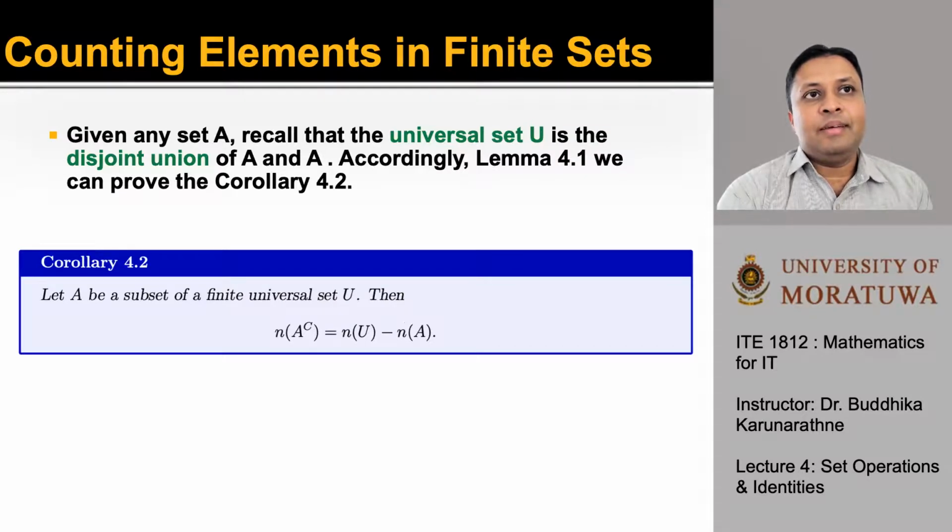Let A be a subset of a finite universal set U. Then the number of elements in the complement of A should be equal to the number of elements in the universal set minus the number of elements in A. Because in the complement, what we are looking at is all the elements except those included in A. That's why we subtract the elements included in A from the number of elements in the universal set. So this is Corollary 4.2.